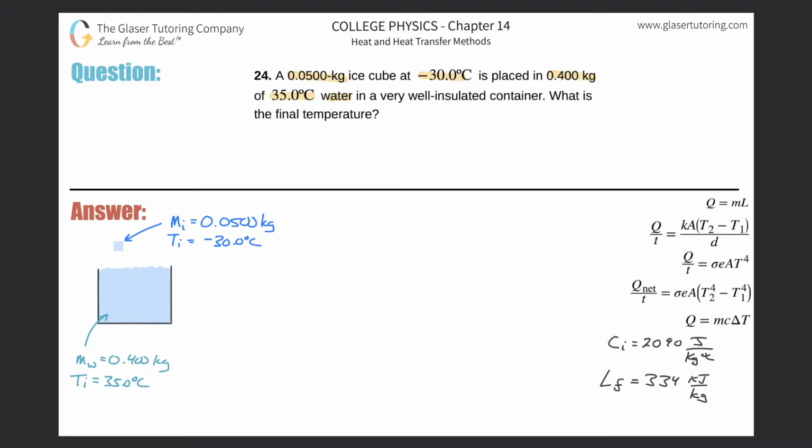So basically what you just told me is that whatever heat is being lost from the water is being gained by the ice cube, right? The temperature of this is going up, the temperature of this is going down, and therefore the heat is traveling this way, right? Energy is traveling from the water into the ice cube, okay?